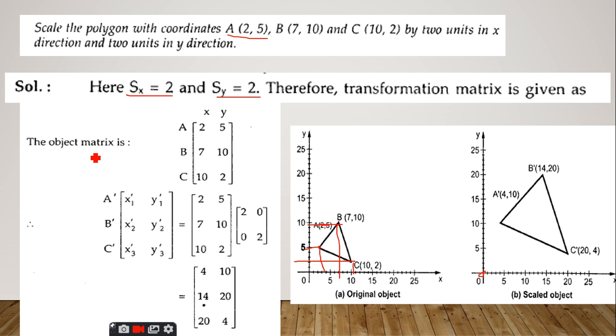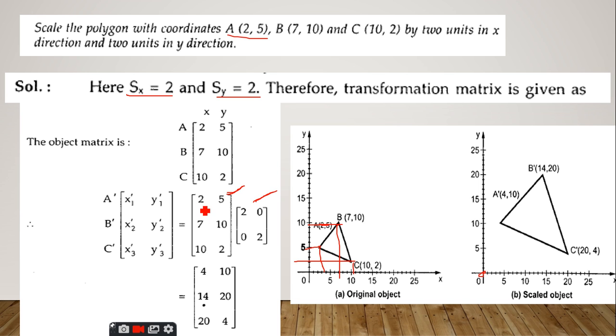Now the initial object matrix they have given is A (2, 5), B (7, 10), and C (10, 2). Now A dash, B dash, and C dash are considered from this. Now (2, 5), (7, 10), and (10, 2) is the XY matrix. As said earlier, there is a P matrix, and Sx and Sy form the scaling matrix. This is the scaling matrix, and this one is the P matrix, the initial matrix. Now we have to multiply a 3 row 2 column matrix and a 2 row 2 column matrix.